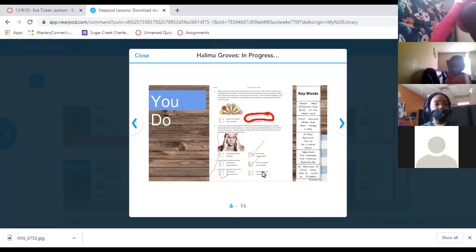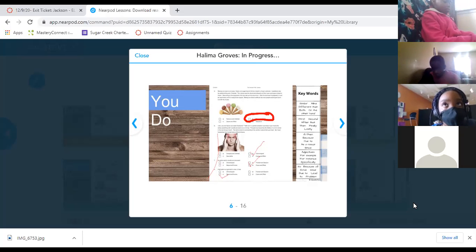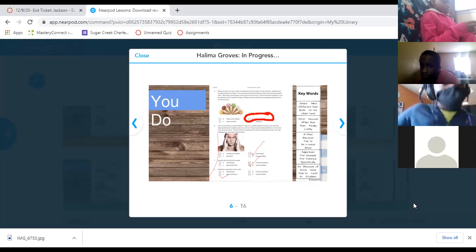Again, make sure that you are paying attention. I need you to give me a 1 for A, which is compare and contrast, a 2 for B, which is chronological, a 3 for descriptive, which is C, and a 4 for cause and effect, which is D. I want you to hold up your answer now. What did you choose for number 2? Go.